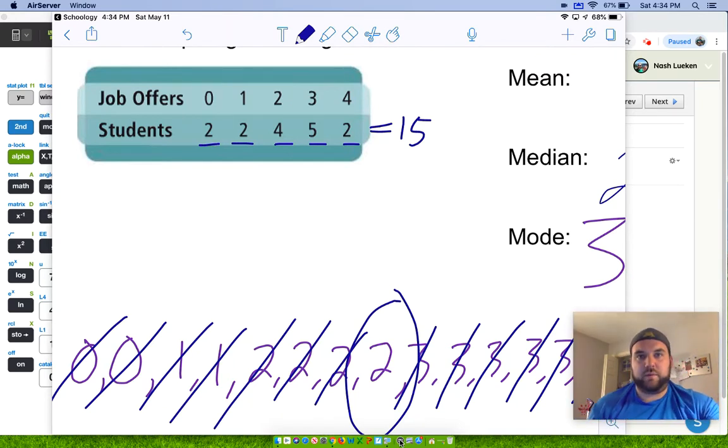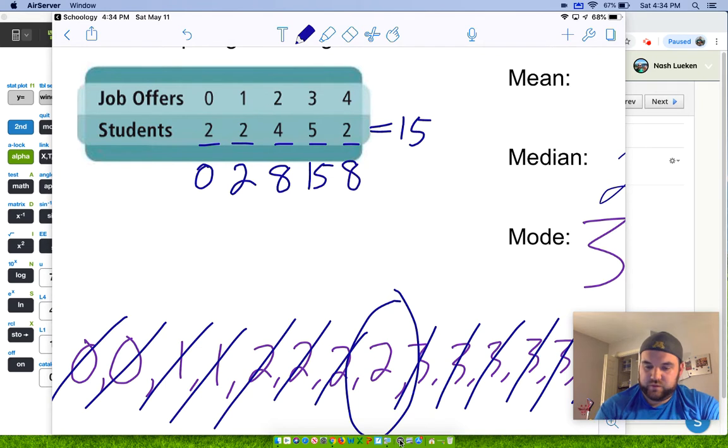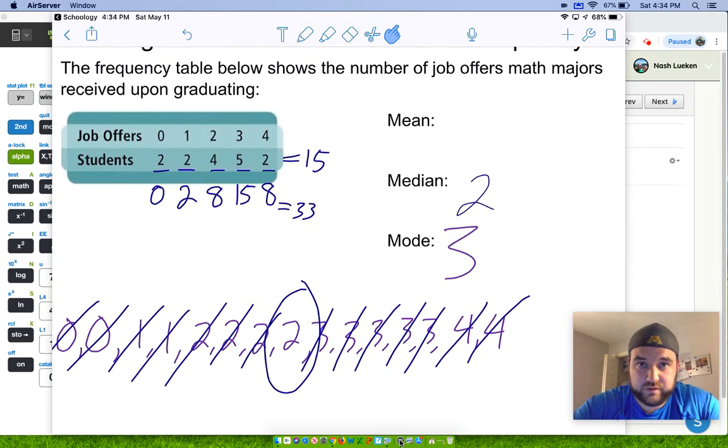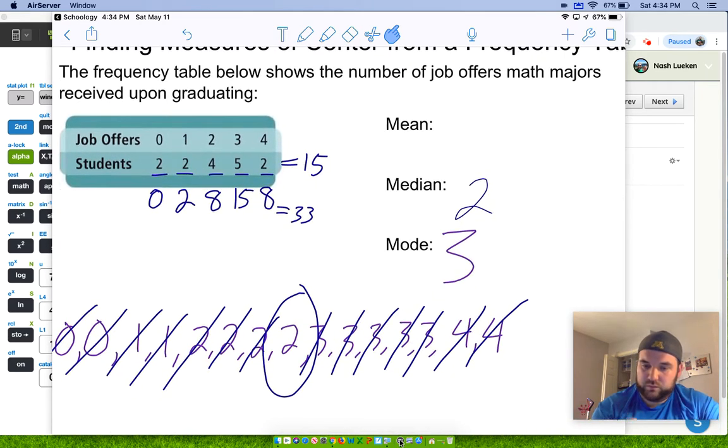So 0 job offers to 2 students is 0 total job offers. 1 job offer to 2 is 2 total job offers. Those 4 students had 8 total. Those 5 students had 15 total. And then that's 8. So I'm going to add all those up. 10, 25, 33. So that means there were 33 job offers spread across 15 different students. So I'm going to take 33 over 15 to find my mean.